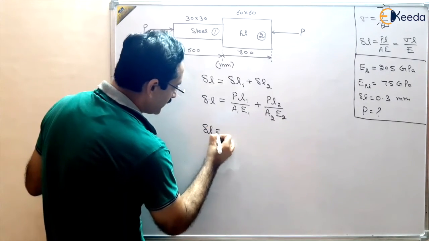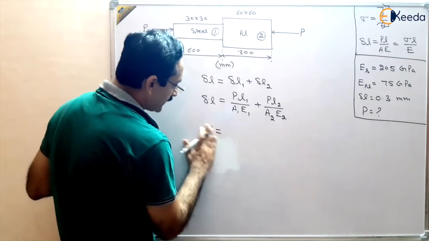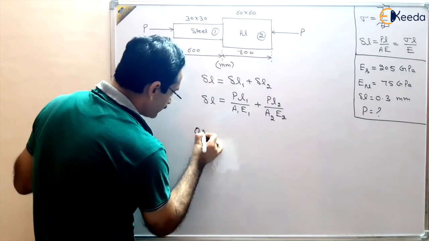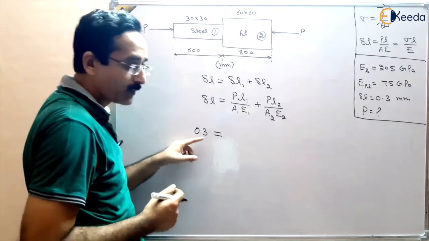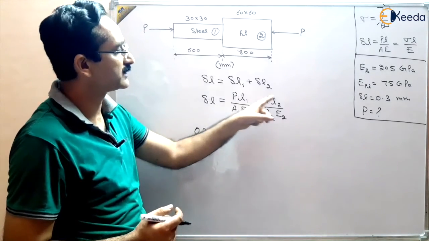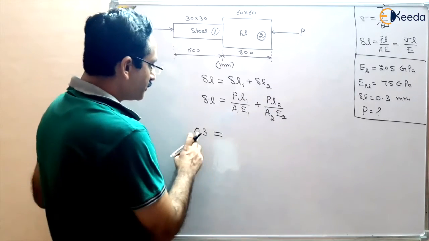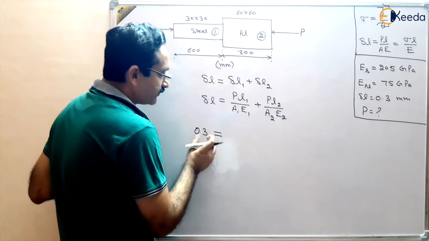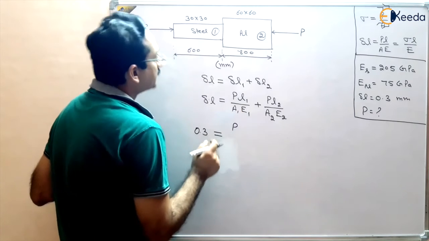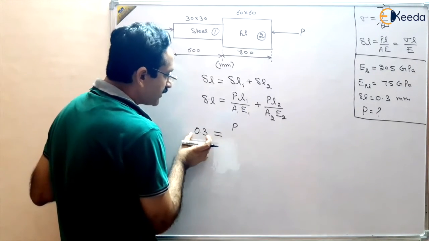So delta L will be equal to this expression. P we have to calculate, and delta L is given. How much is it given? 0.3 mm. So in the formula we will use the length dimensions in millimeter, and the others in SI units. So we use 0.3 millimeter. We don't know the value of P. L1 is 600 millimeter.